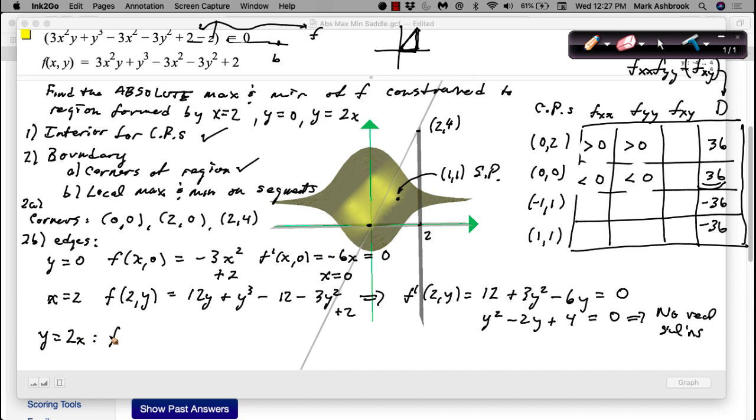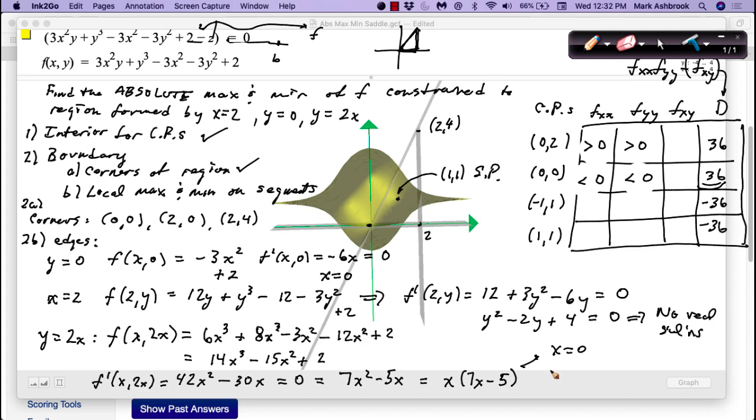So f of x, 2x. Okay, I'm going to leave this to you now. You're going to determine what the function is, and then determine if there are any critical points along that edge. Basically, if you have a times b equals 0, either a has to be 0. 5/7. Did you get 5/7? Yeah. Okay, so what do we have? Is there a local max or a local min at 5/7?